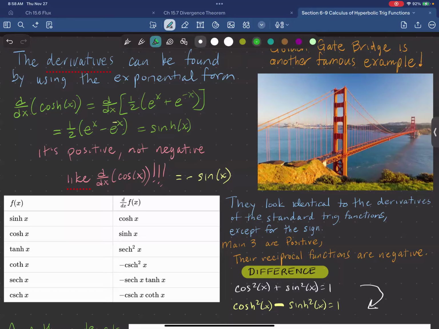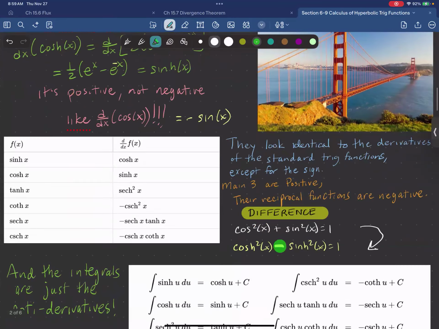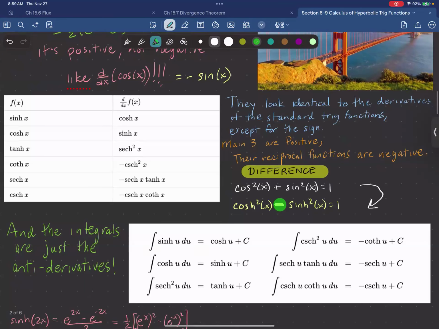We do have another difference. The regular trig identity, cosine squared plus sine squared equals 1, has a slight shift. When we do the hyperbolic version, the plus turns into a minus. Hyperbolic cosine squared minus hyperbolic sine squared equals 1. The integrals are just the antiderivative, so it's like working backwards. Nothing's changed.